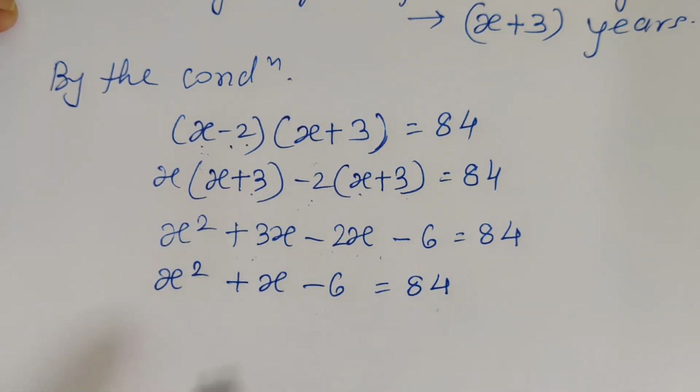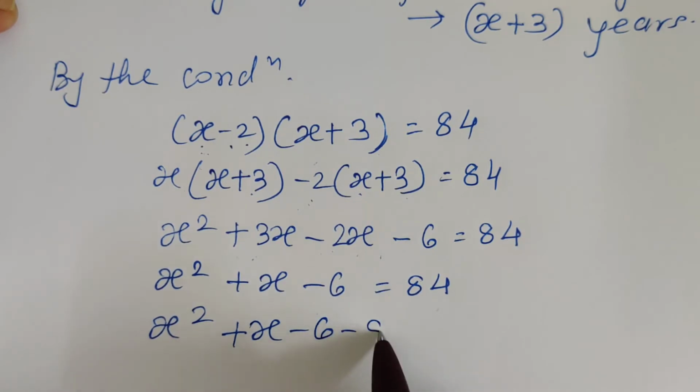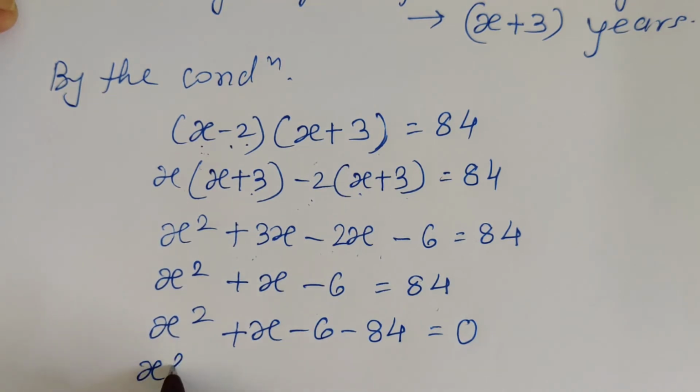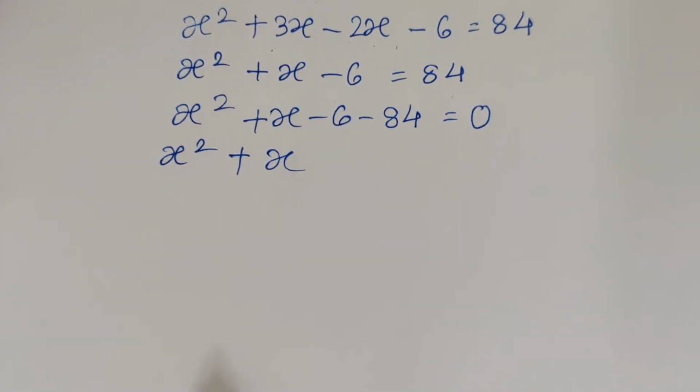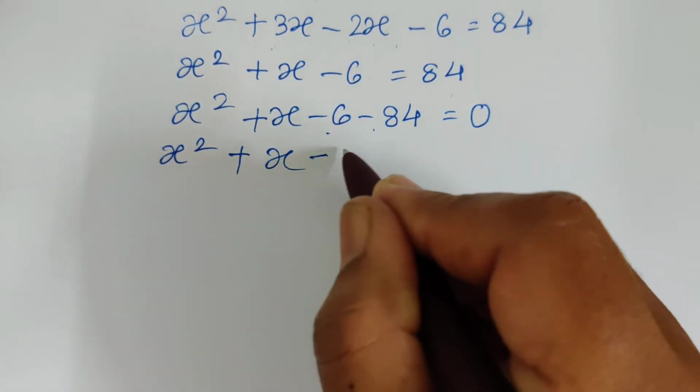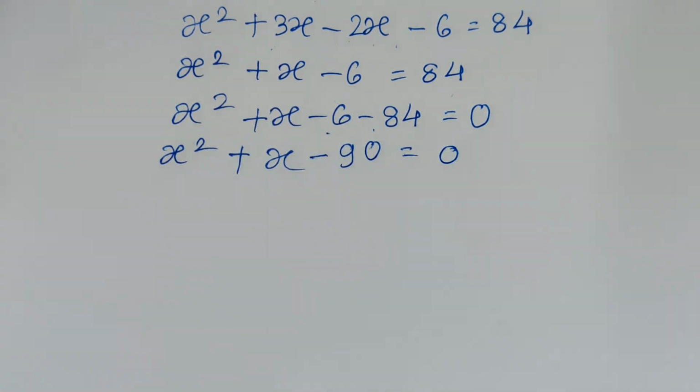Now minus 6 and 84, you can see they are the constant terms. We want the equation in the form of ax square plus bx plus c equal to 0, so x square plus x minus 6 minus 84. The 84 we shifted to the left side, and the right side remains 0. Then x square plus x, minus minus plus, for the answer minus sign, so minus 90 is equal to 0.